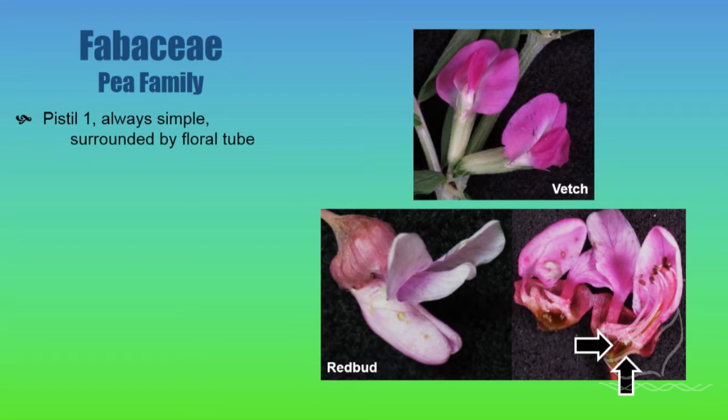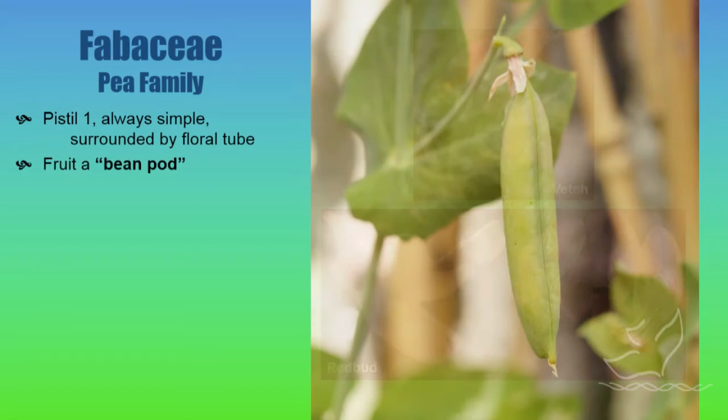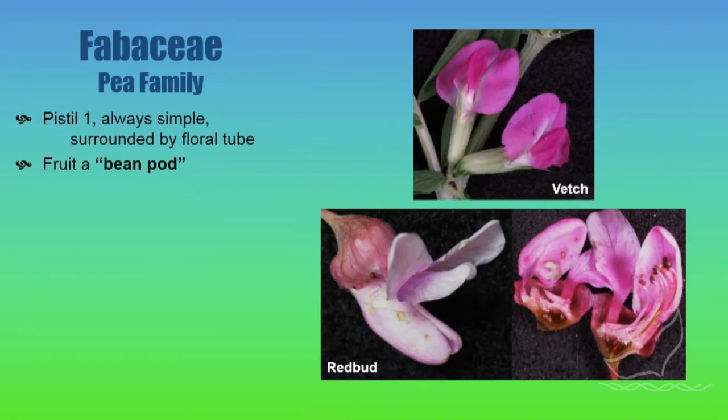And it again is going to have the floral tube surrounding it, but not fused to it, always separate from the pistil. The fruit is a bean pod or pea pod. So if you see a plant with a bean pod or pea pod, you know that it is in the bean family or the pea family. Now, the stamens are 10 generally, and from the top of the floral tube.